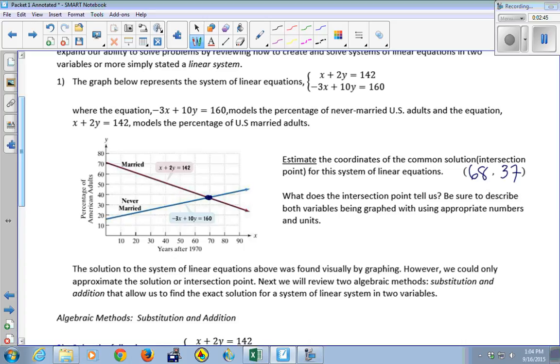All right, so 68 is representing years after 1970. So 68 years after 1970, when is that? 2038, yeah. So in 2038, what are we saying here? What does the 37 tell us? 37%. Yes, there will be an equal number of never married and currently married US adults. They'll both be at about 37%.